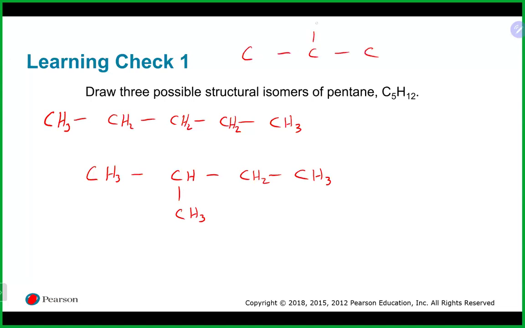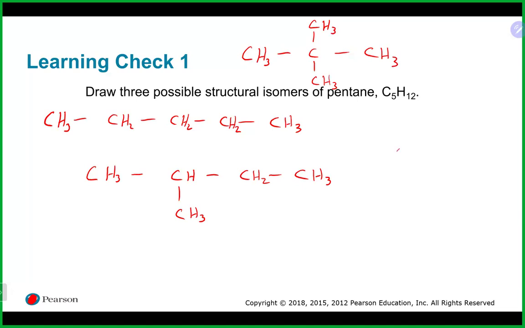And maybe I put a carbon here, maybe a carbon there. And now I add my hydrogens. So I need 3 on that outside one. I need 3 on that outside one. I need 3 on that outside one. And I need 3 on that outside one. The guy in the center already has 4 bonds, so he has no hydrogens. And I have 12 hydrogens and 5 carbons in this case.